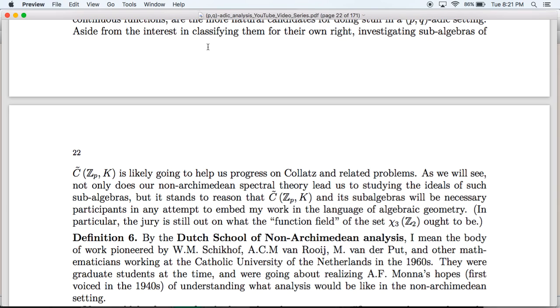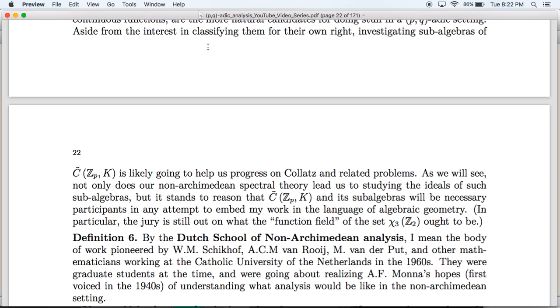Also, just speaking of which, Schikhof died in 2014 or 2016, which was tragic. But I believe that A.C.M. van Rooij is still alive. I haven't been able to get confirmation of this. I sent him an email, no response. If anyone happens to know if A.C.M. van Rooij is still alive, please let him know about my work. I think he would be interested in it, and I'd just like to know what he'd have to say about it.